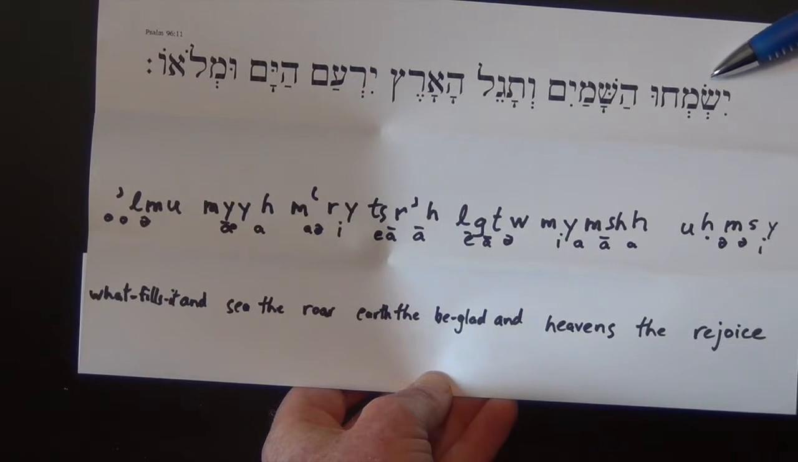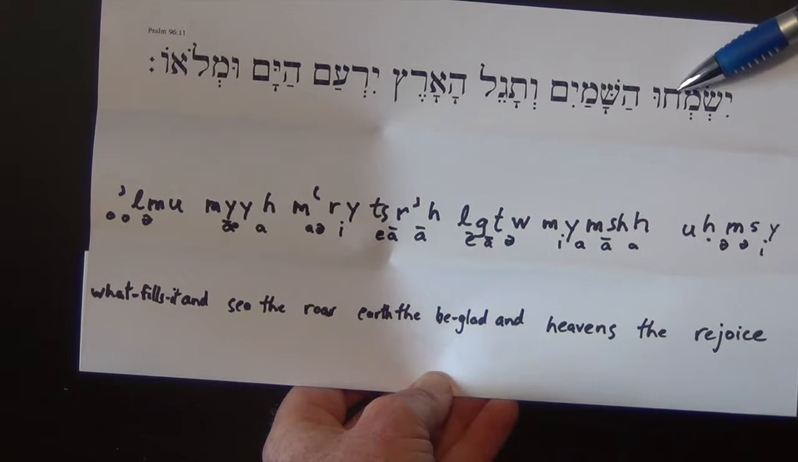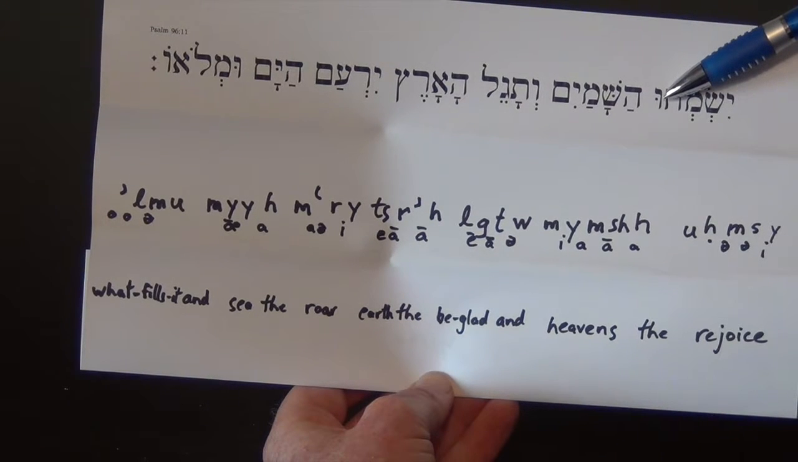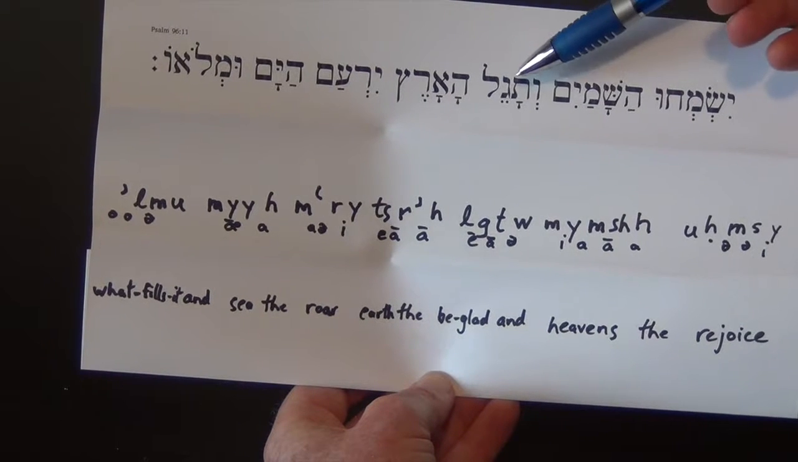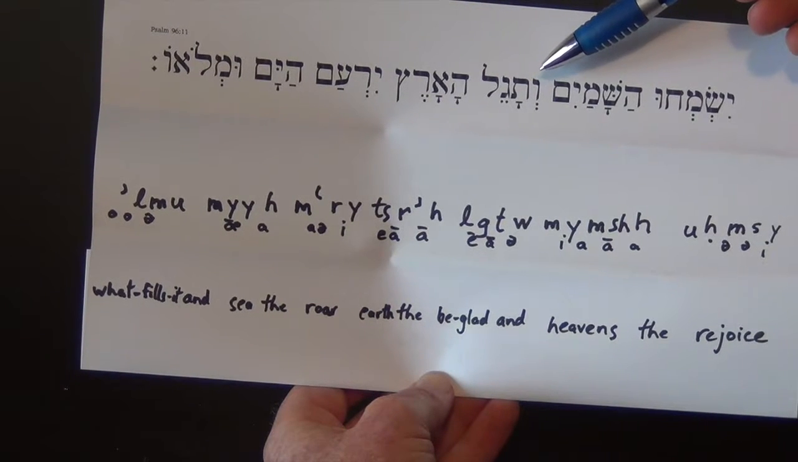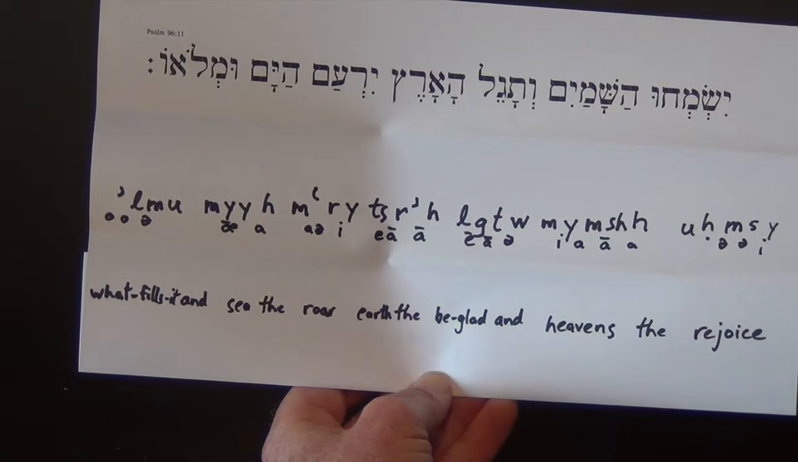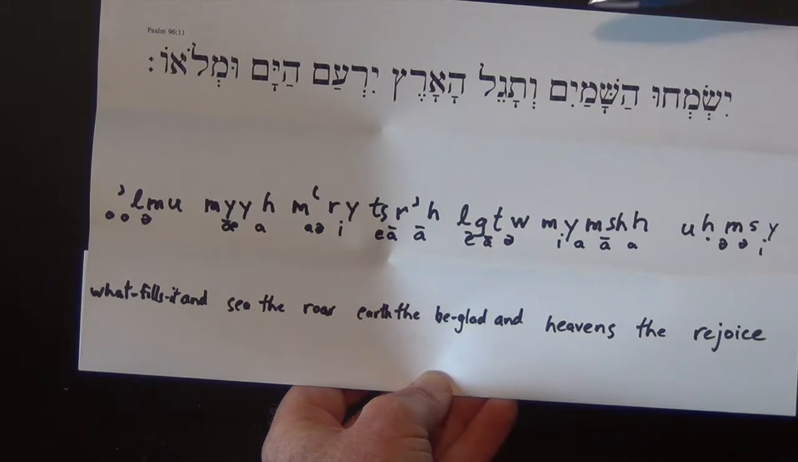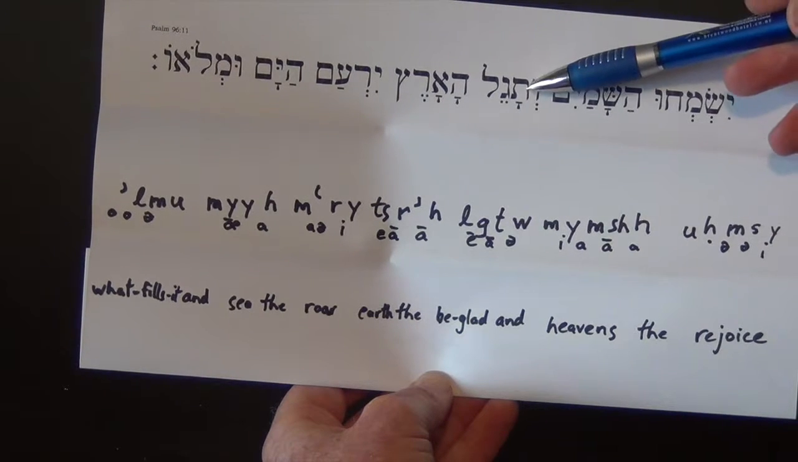So we met this one, simcha, simchu. We met that before. The u at the ending means all of you. Now tagel means be glad. Now these are two forms of the same thing, the y here and the t here.